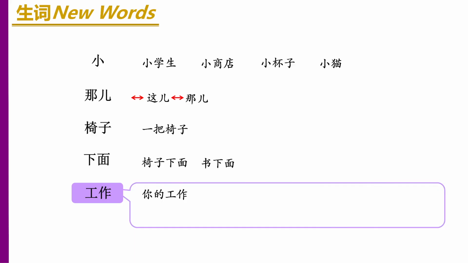And this one, we can say your what, 你的工作, or my 我的工作. Or 李月的工作. So 李月's job is teacher: 李月的工作是老师.